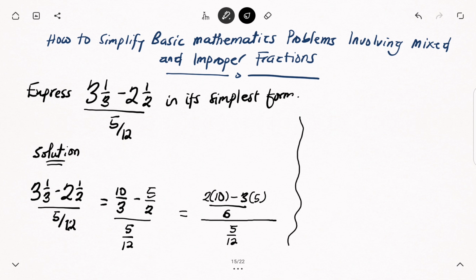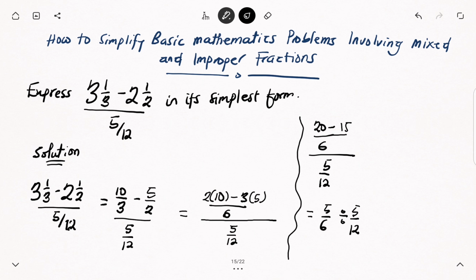So I now have 2 multiplied by 10, that will give me 20 on 6. The minus sign is here. 3 multiplied by 5 will give me 15. So I have 15 over here, all on the big division sign, then 5 on 12. So 20 minus 15 will give me 5 on 6. Then the division sign over here, I rewrite it as the normal division. Then I bring the fraction at the bottom here, 5 on 12.